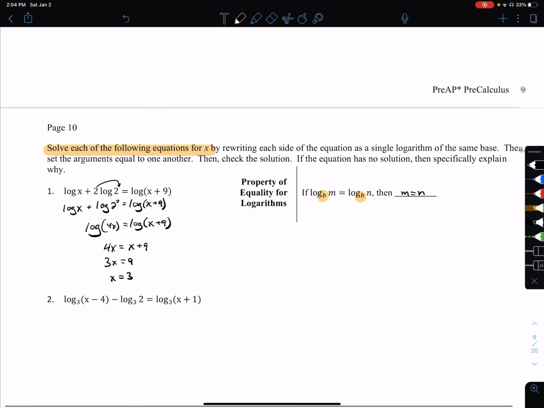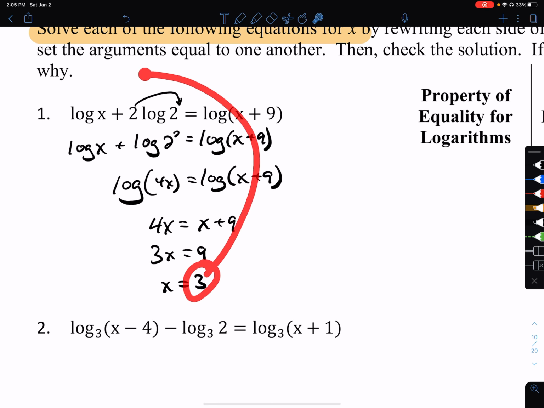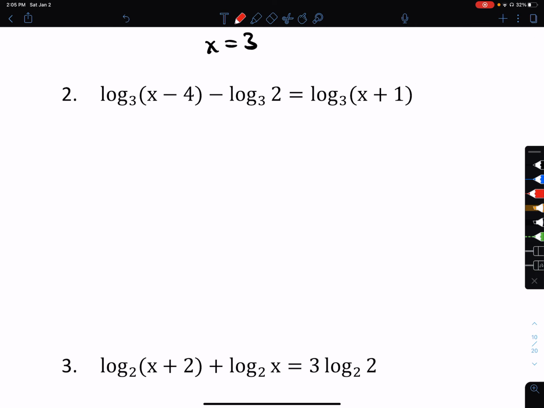It says check your solution. So to check your solution, let's just do it mentally. If we put 3 in here, we put 3 in here. On the right, it's going to be common log of 12. On the left, we put a 3 in here. We're going to have common log of 3. Put the 2 here, it would be 4, so it would be common log of 3 plus common log of 4. When you add these, you multiply the arguments. So it would be common log of 4 times 3, which is 12, equals common log of 12. So it works.